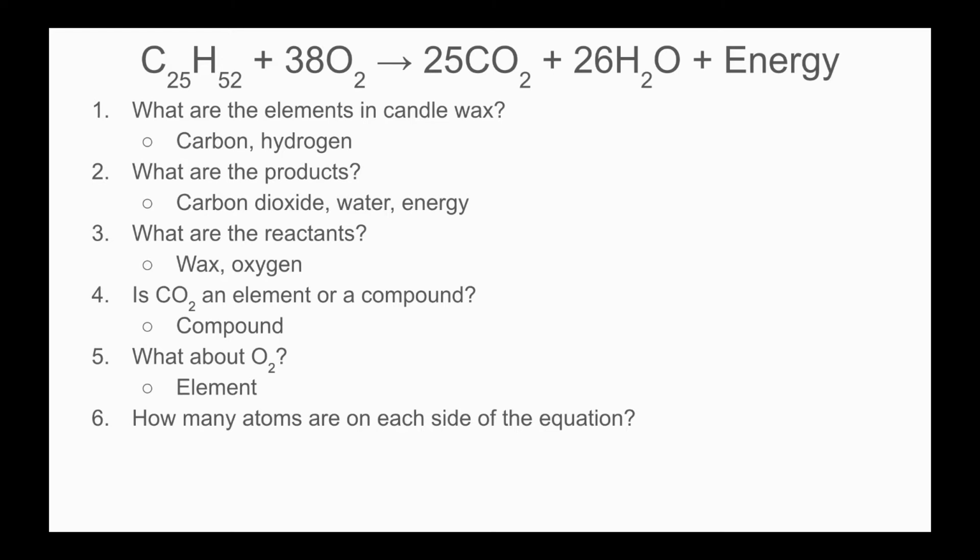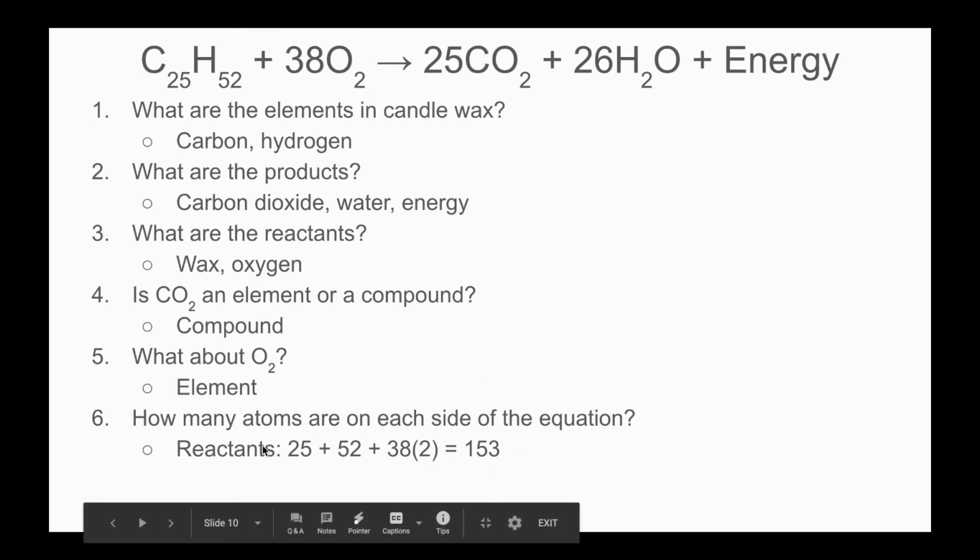If we're actually counting up the atoms, we have to do that like we did on the slide where I showed you the atomic view of water. So we have to add up how many carbons we have, plus how many hydrogens, plus how many oxygens to get the number of atoms on the reactant side. So let's do that. For reactants, we have 25 carbons, 52 hydrogens, and then we have 38 oxygen molecules. But remember, in each oxygen molecule, there are 2 oxygen atoms. So we have to multiply 38 times 2. If we add those up all together, you get 153 atoms.